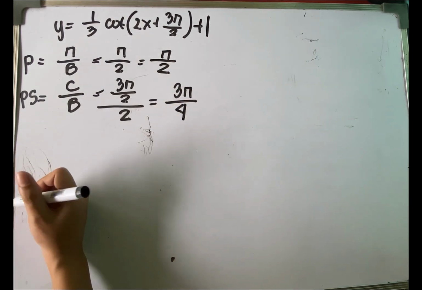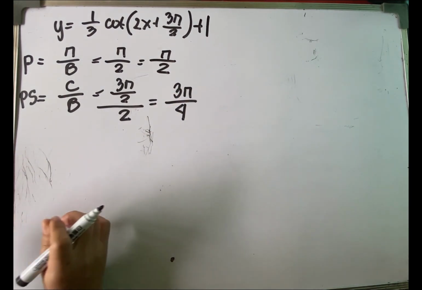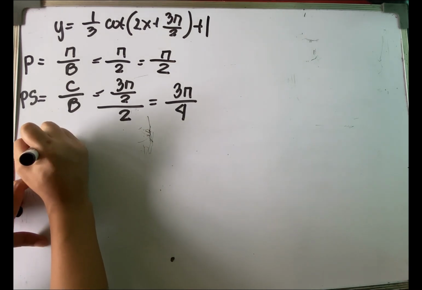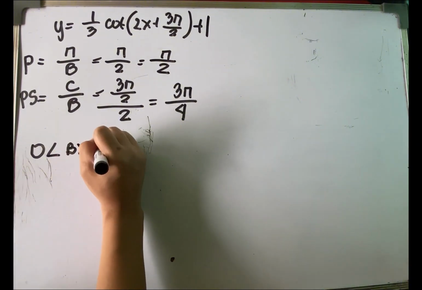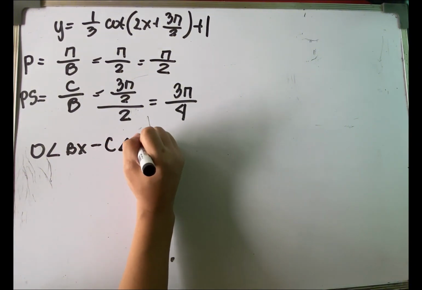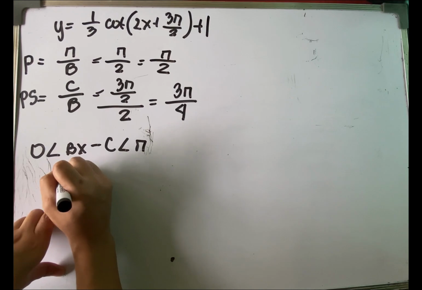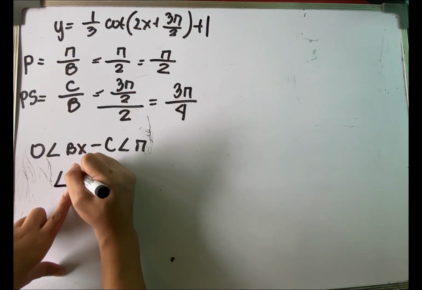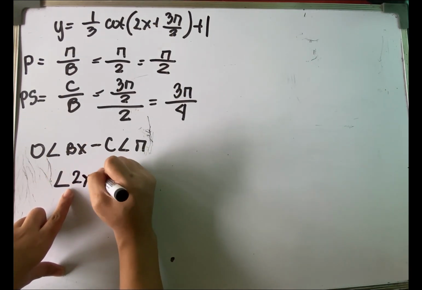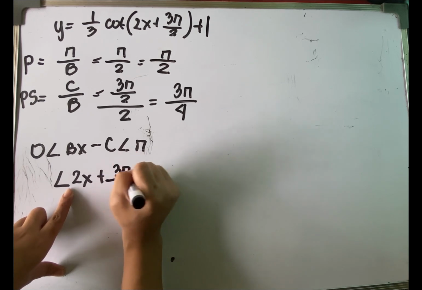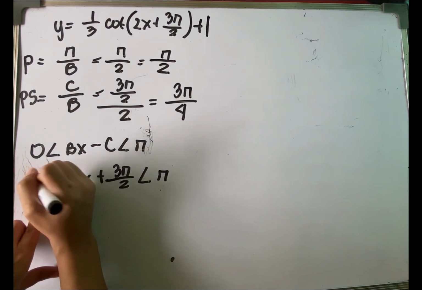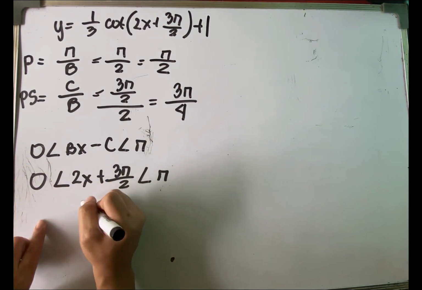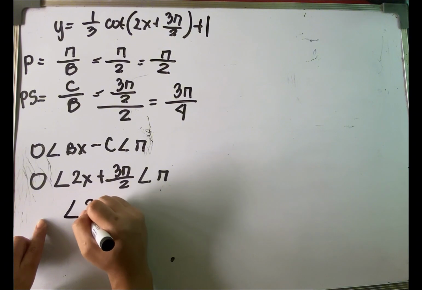And now we have to get the two asymptotes. To get the two asymptotes, we have 0 to pi. So 0 less than bx minus c less than pi. So we have to change our inner, which is the 2x plus 3 pi halves. Then we have to copy the outer, which is the pi and the 0. Our first goal was to remain the x only in the middle.